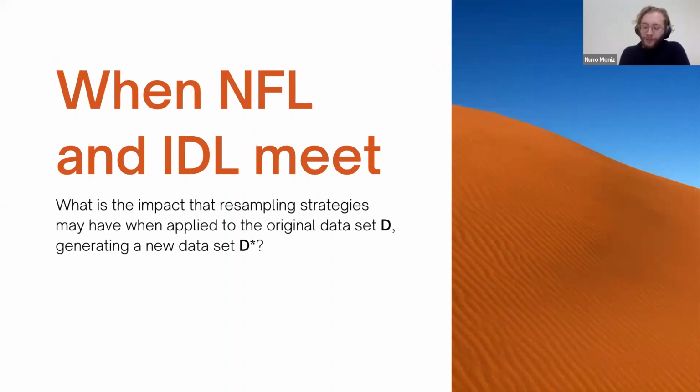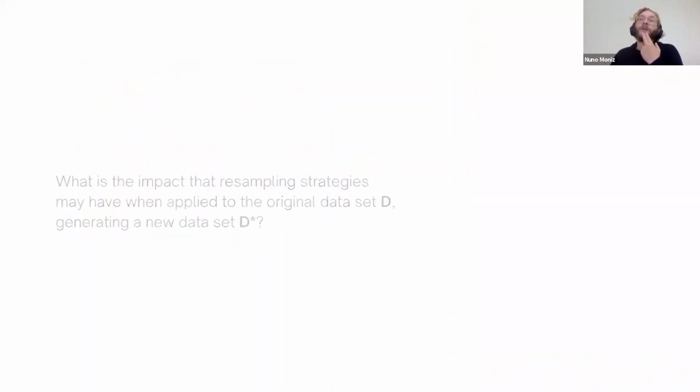This has been thoroughly discussed for, well, more than 25 years. The thing that we still haven't discussed is how no free lunch theorems meet with imbalanced domain learning. And this was basically what we wanted to do. So what's the impact of resampling strategies and that probability of cost depending solely on the data, given that when we apply different resampling strategies, we will have different data sets for training, okay?